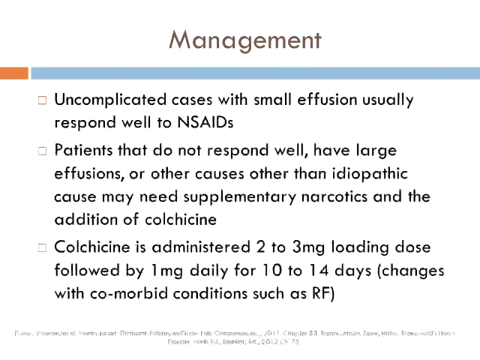Like I said before, these respond pretty well to NSAIDs. Patients that do not respond well usually have very large effusions and causes other than idiopathic. Sometimes supplementary narcotics may be needed, and the addition of colchicine can be used as well. It's usually a 2 to 3 milligram loading dose followed by 1 milligram daily for 10 to 14 days. Also be sure to watch your comorbid conditions such as renal failure. You have to decrease your dose.